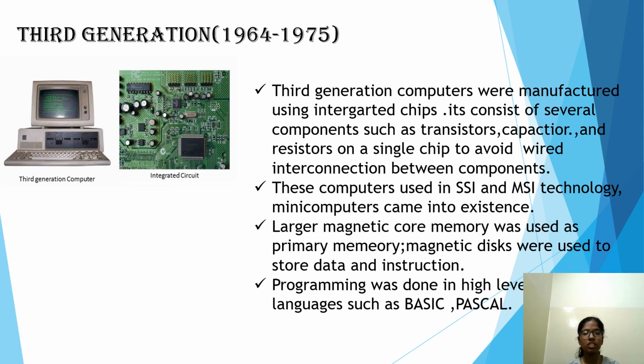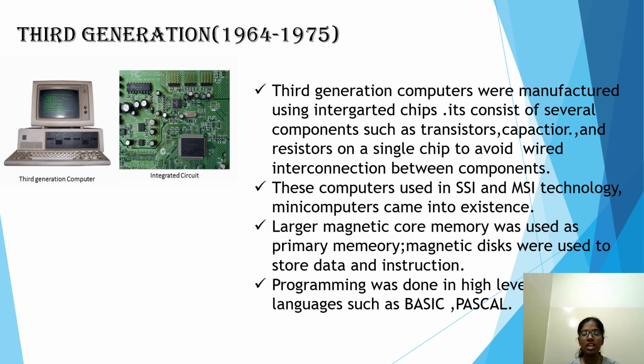The third generation of computers started in 1964 and ended in 1975. The third generation computers were manufactured using integrated chips, consisting of several components such as transistors, capacitors, and resistors on a single chip to avoid interconnection between the components.